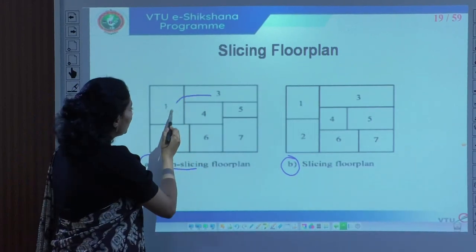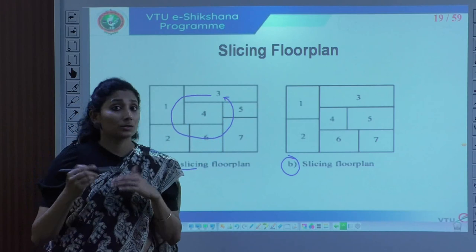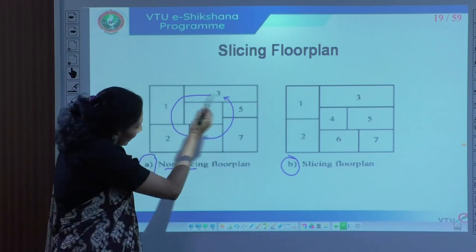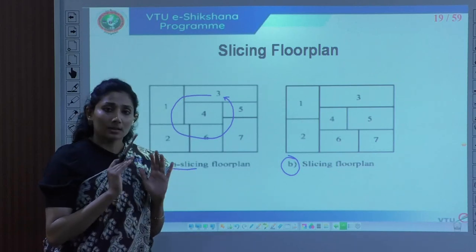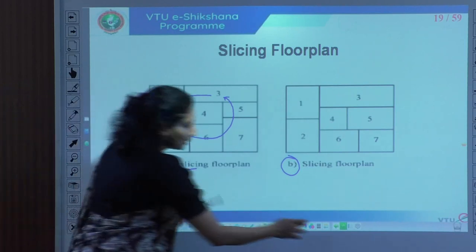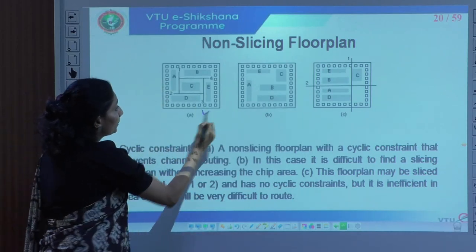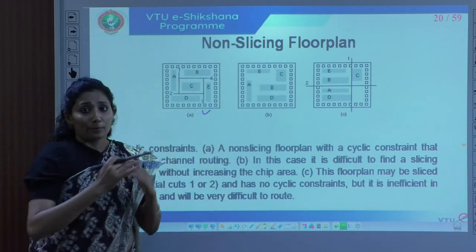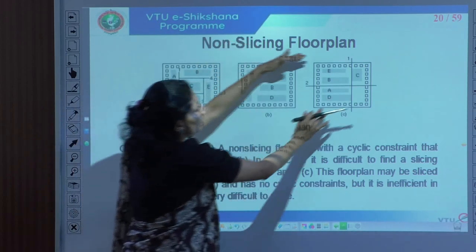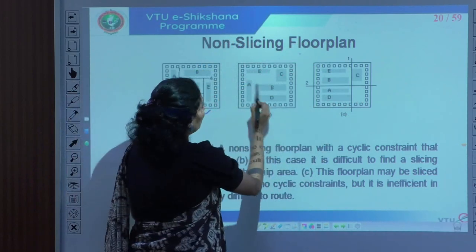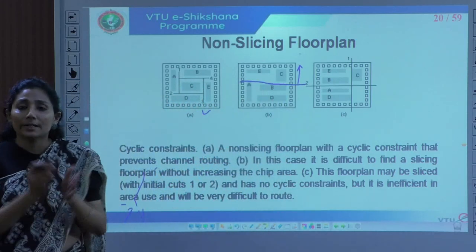If you look at something like this, it has cyclic constraints also. It is non-slicing type. Whenever there is a cyclic kind of partition, we call it a cyclic constraint. What happens when we have such a floor plan? If I want to convert it to a perfect slicing type, I have to increase the height of the chip, so that I can slice this. What will happen? The entire chip area will increase.